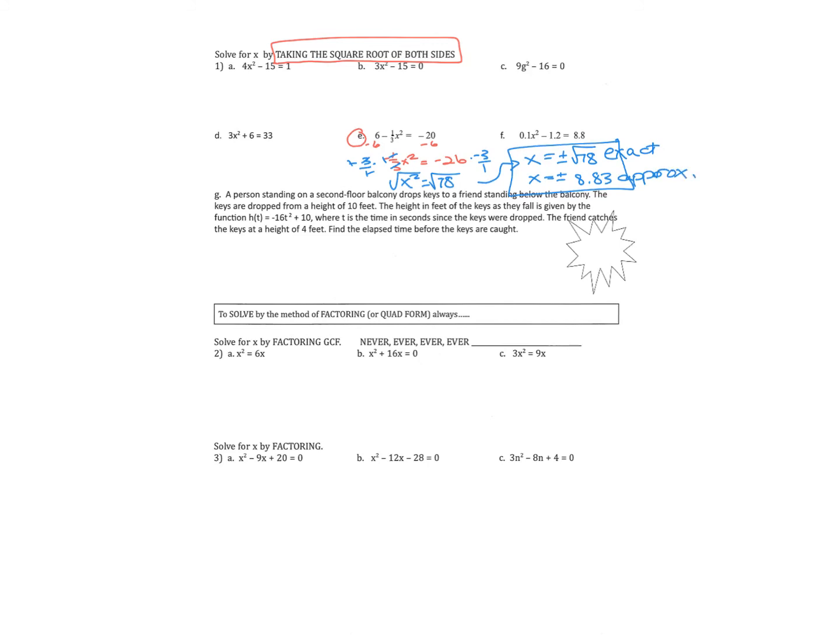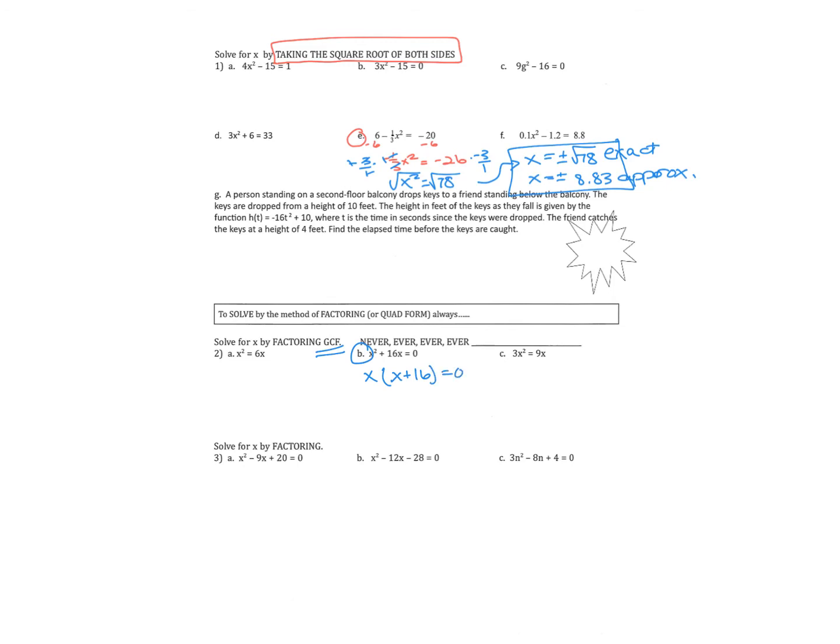So let's take a look at factoring by looking at 2b. This is unlike the example on page 7. This is a different problem. It's not a trinomial. This is a GCF factoring problem. I have an x squared plus 16x, so I'm actually going to factor out an x from both of these terms, and I get x times x plus 16 equals 0.